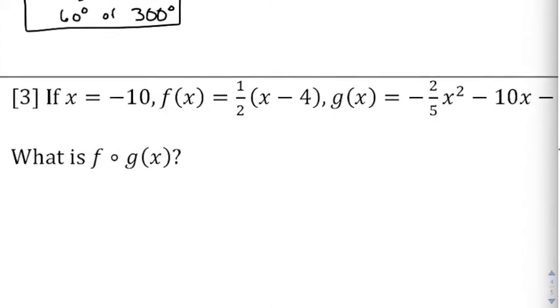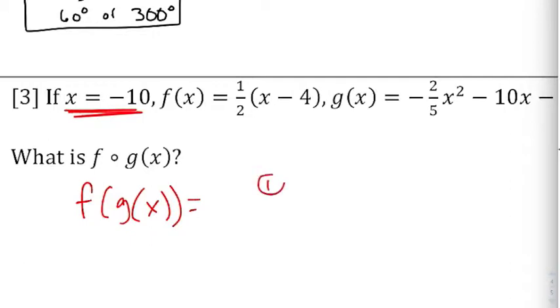So let's, again, recall that this is no different than asking for f of g of x, like this, all right? And we're told all the information we need. So again, I think I'm going to approach this by first finding some values. So even though I'm asked to find f of g of x, the first thing I'm actually going to find is g of negative 10, because I'm told the x value.